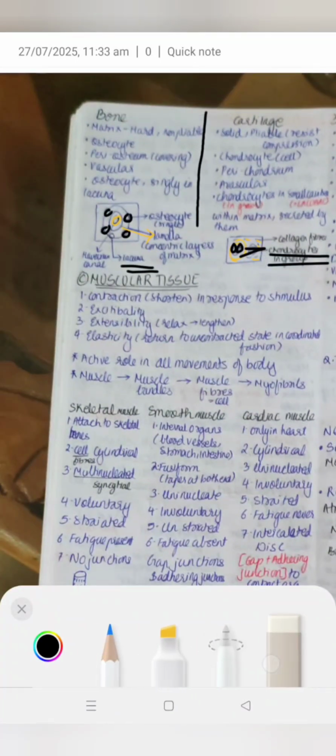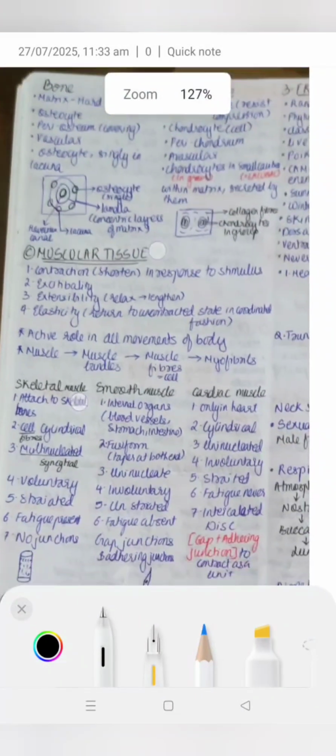Lastly, second last, we have muscular tissue, then nervous tissue. Muscular tissue is for contraction, shortening in response to stimulus; excitability; extensibility, relaxing and lengthening; elasticity, returning to the uncontracted state in a coordinated fashion. It has an active role in all movements of the body.